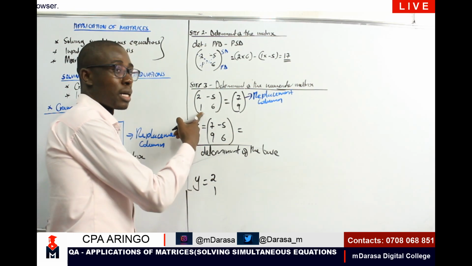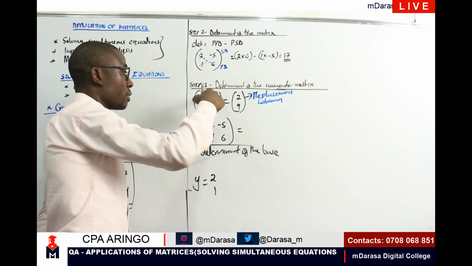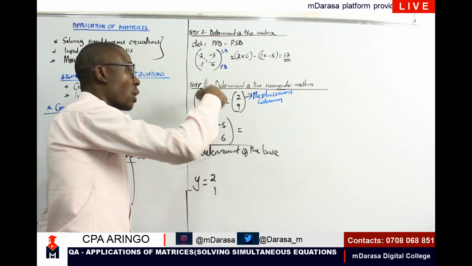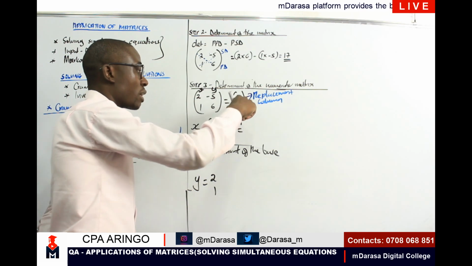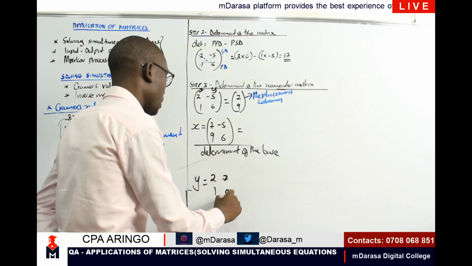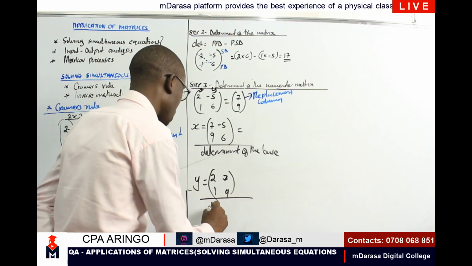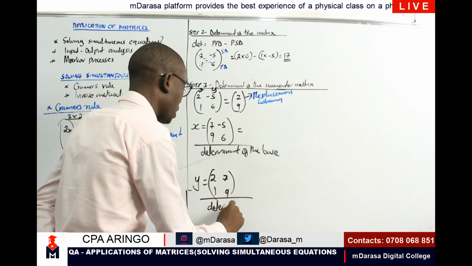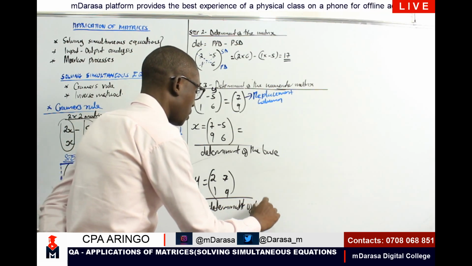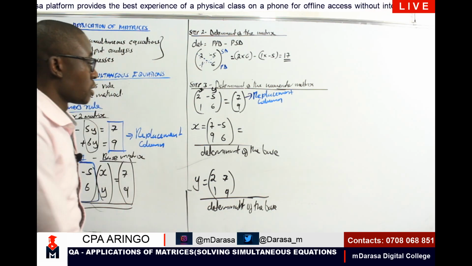Remember our base matrix or our original matrix. I'm going now to replace, this is x, this is y. We're going to replace our y with what? Our replacement column, which in this case, we should be talking of 7 and 9. So at the end of the day, we should just determine that one. We are going to divide that one by the determinant of the base matrix.